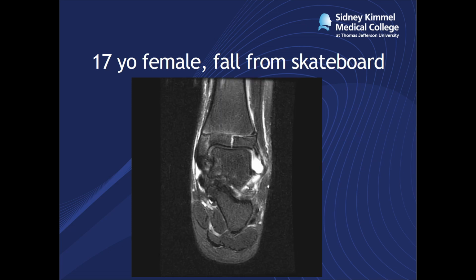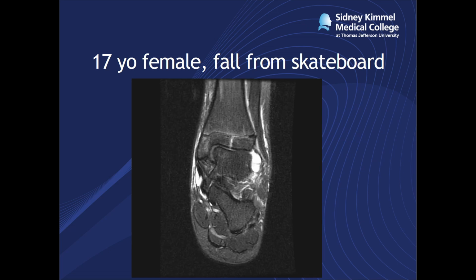You can actually see as you scroll through, there's this linear kind of low signal fragment within the physis here. And that's a potential complication of pediatric fractures. This is periosteal entrapment. Fractures in young people can result in stripping or displacement of the periosteum.